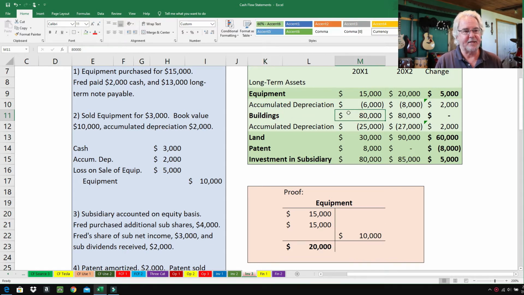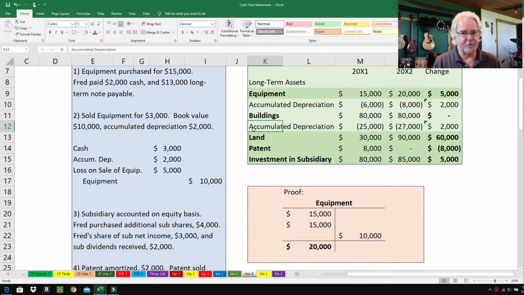Buildings. At the beginning of the year, $80,000, end of the year, $80,000, no change at all. So we don't need to worry about it for the cash flow statement. And we have accumulated depreciation once again. Well, accumulated depreciation, ignore it. 99 times out of 100, ignore it. All we're interested in is depreciation expense, which goes in the operating section.